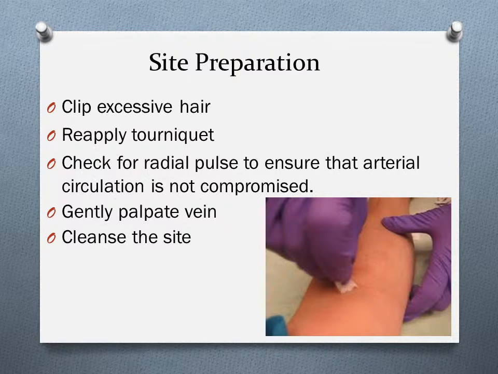So to prepare the site for cannulation, you should clip excessive hair. Don't shave it because shaving will create a potential for microabrasions, which increase the risk of infection. Cleanse the site using an antimicrobial agent. The specific agent that will be used will be determined by your facility. Use a vigorous back and forth motion, working from the center to the periphery in a diameter of 2 to 3 inches for at least 30 seconds.